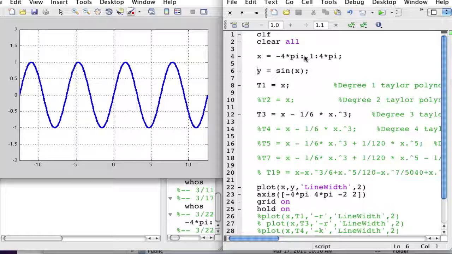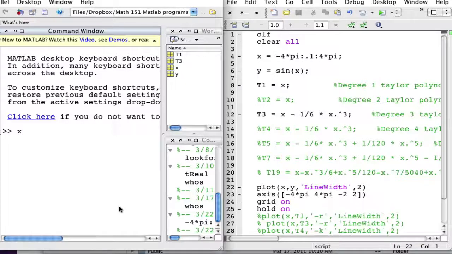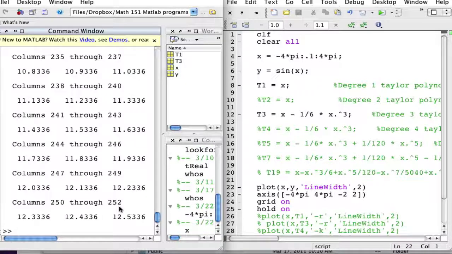Plugs in all of the x values into the sine function and gives back a y value, right? So now I have a bunch of x values and a bunch of y values. And then down here, this plots the x value and then the y value. That's it. Given an x value and y value, it plots a dot. And then another dot, another dot. How many dots does this have? A lot of dots, right? Do you agree that it's a lot of dots? If I put in x right there, that's how many dots? 252 dots, right? Because it's 252 columns.